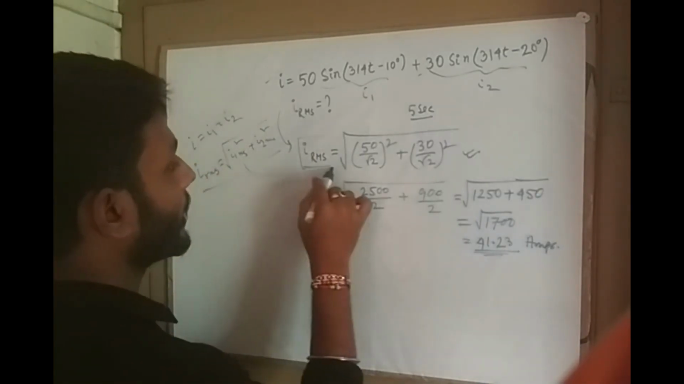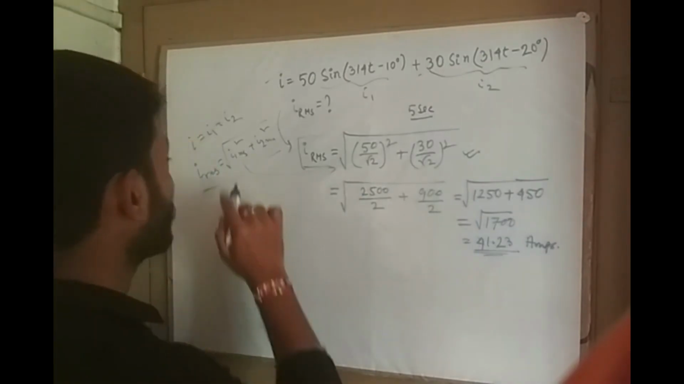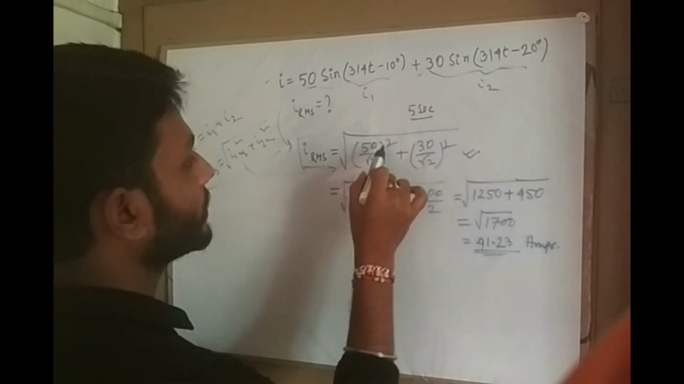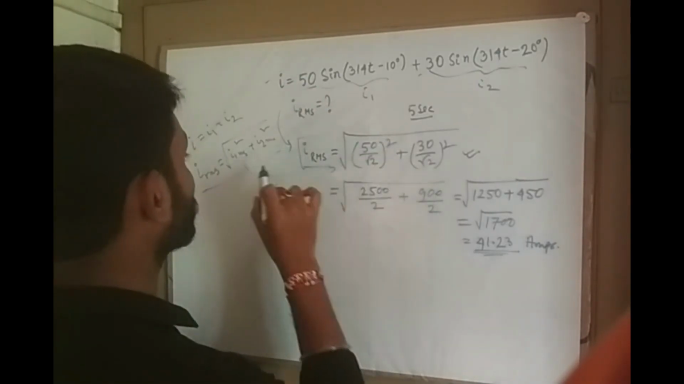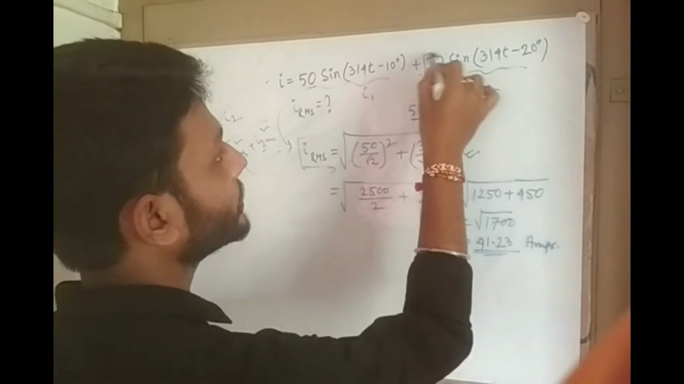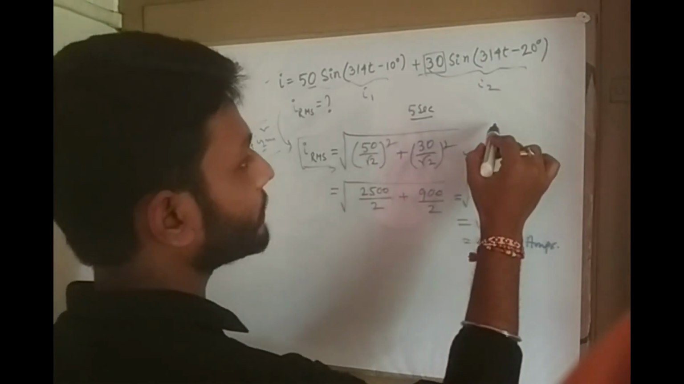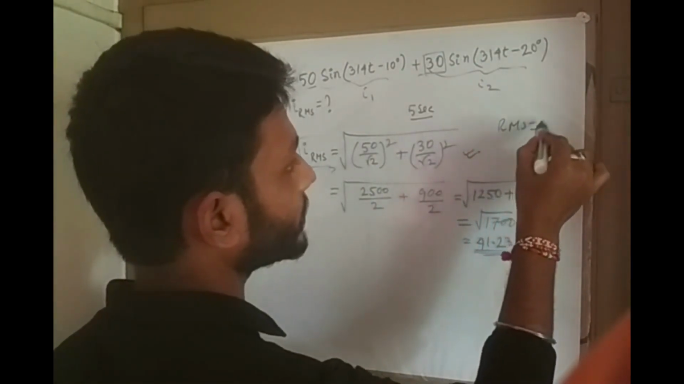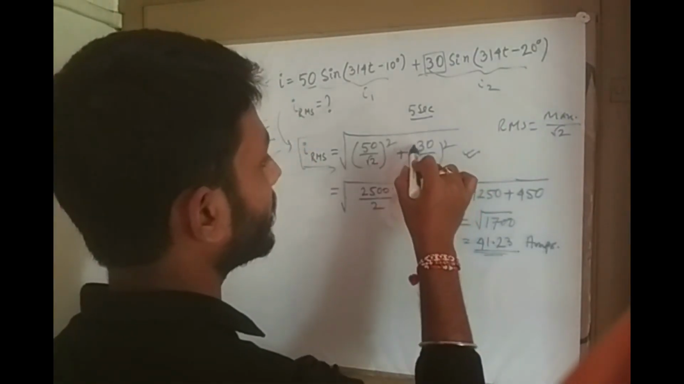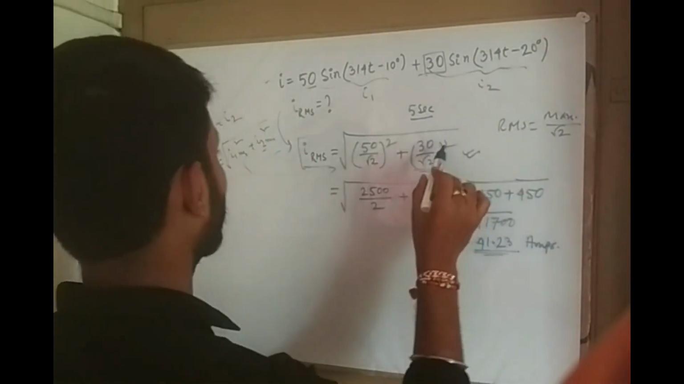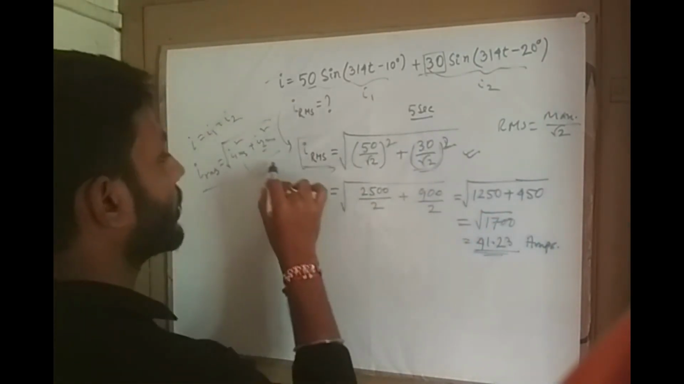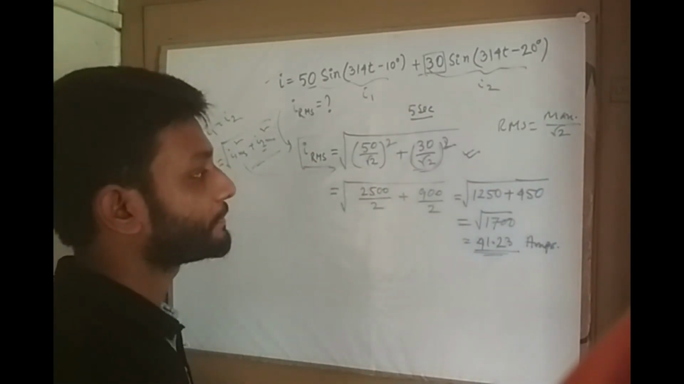From here we are getting this formula, because RMS value is maximum value divided by root 2. I1 RMS square plus I2 RMS, same, I2 maximum is 30 and RMS value we know equals maximum value divided by root 2. From there we are getting this one, and by doing square we are putting the overall value in this formula.